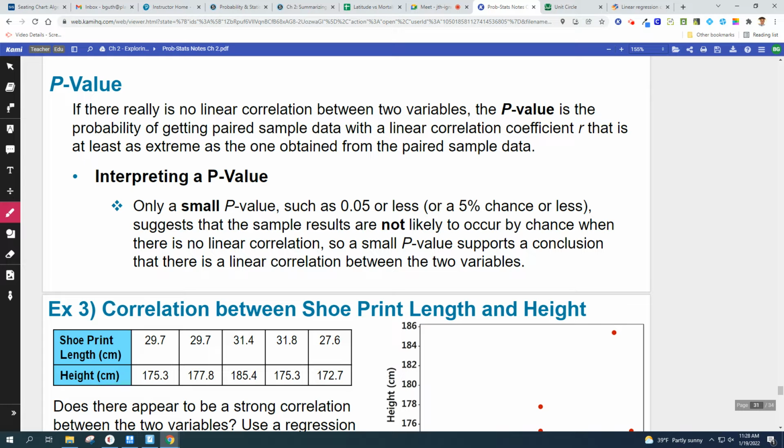Okay. We can interpret a p-value. It says only a small p-value such as 0.05 or less, that's important, or a 5% chance or less, suggests that the sample results are not likely to occur by chance when there's no linear correlation. So a small p-value supports a conclusion that there is a linear correlation between the two variables. All right, this is what we want. We want this p-value to be less than or equal to 0.05. That's saying it's not likely to happen by chance.